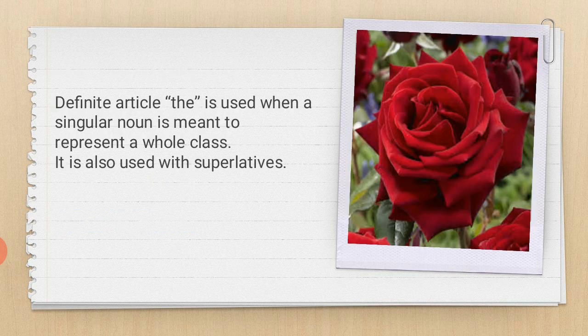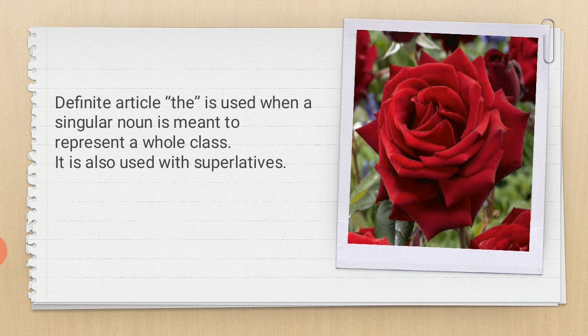Definite article. And which is the definite article? The. The is used when a singular noun is meant to represent a whole class. If you see the picture, which class is this picture representing? Yes, it's representing the whole class of roses. Yes. And another rule is it is also used with superlatives. And what is a superlative? It is the form of an adjective or an adverb used to compare three or more things.